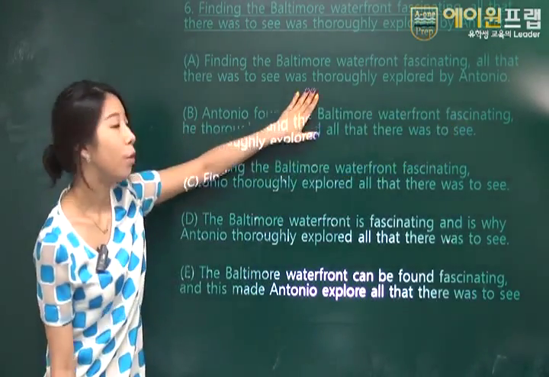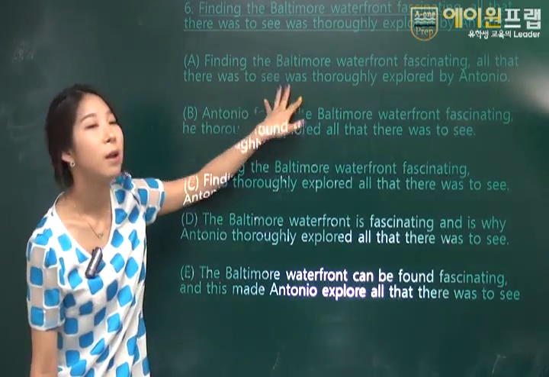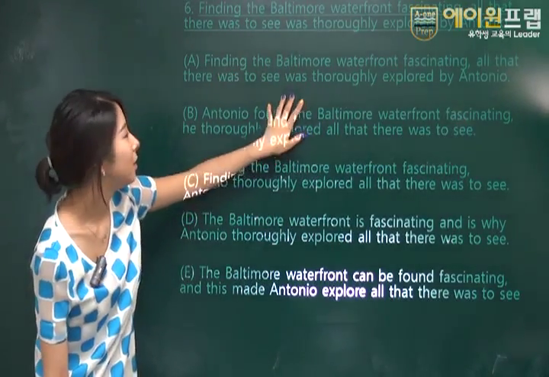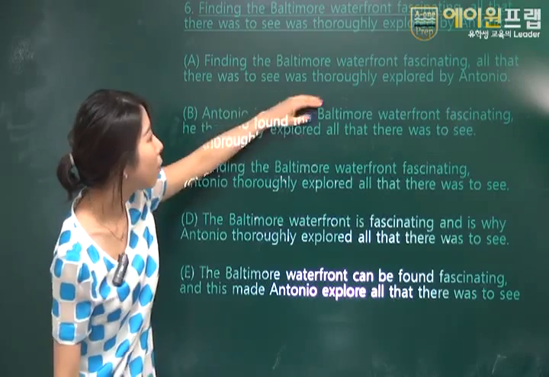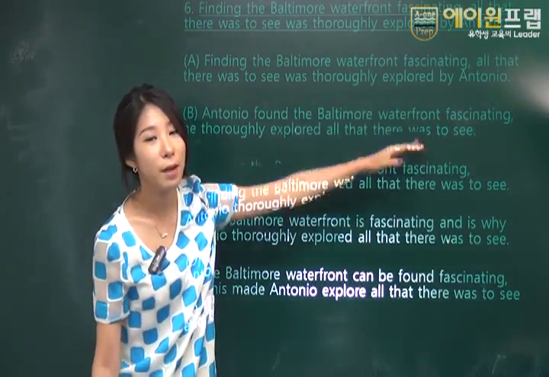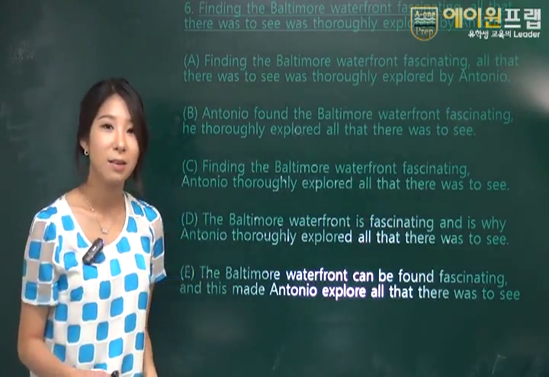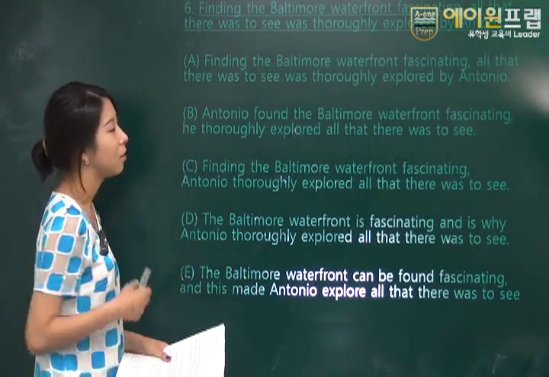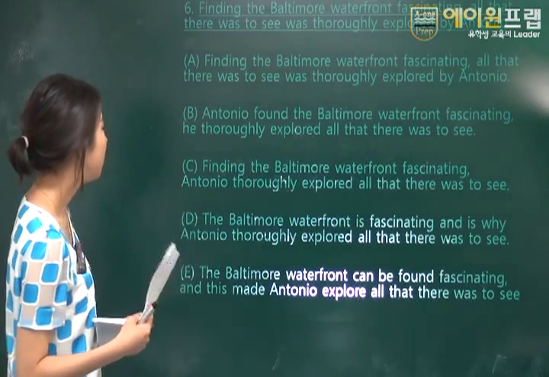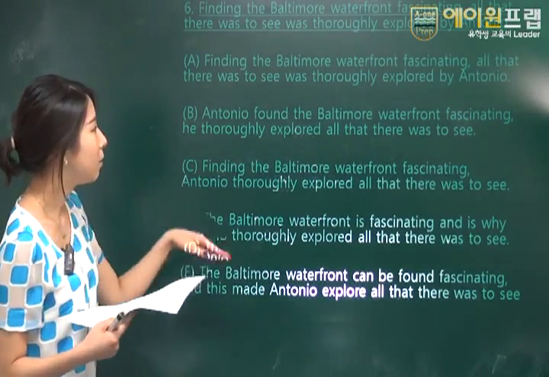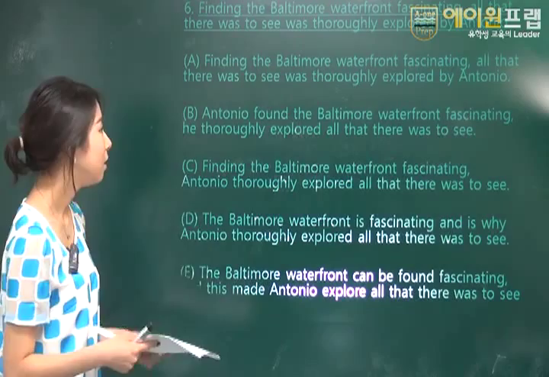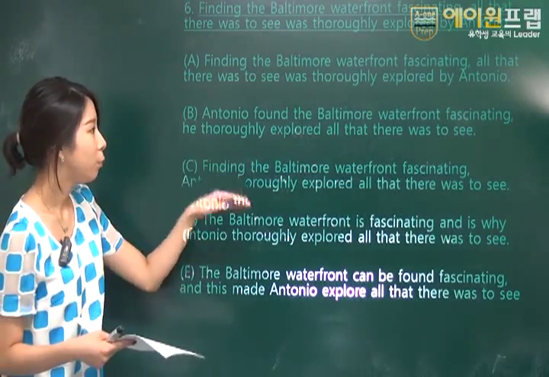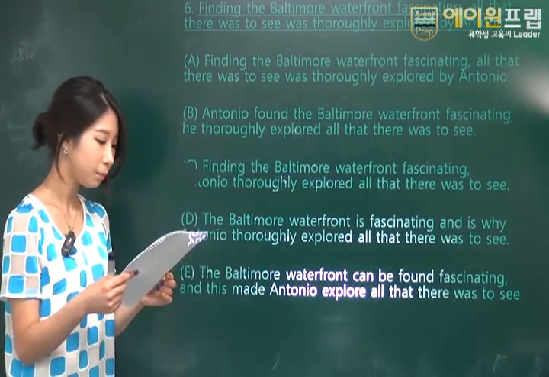Why is the sentence wrong? Because everything's written in passive voice. "This was thoroughly explored by Antonio." "Antonio thoroughly explored it." Just say it like that, it's better, right? So that's why A is not the best answer. And moving to B: "Antonio found the Baltimore waterfront fascinating, comma, he thoroughly explored all that there was to see."